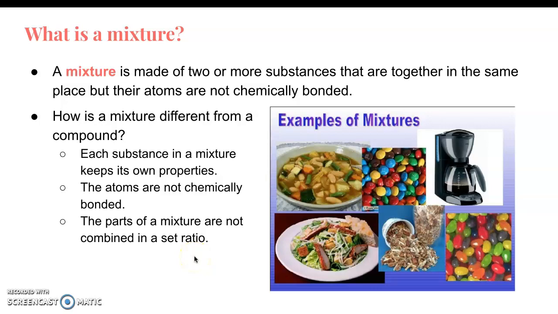In a molecule, remember we said that there's a set ratio of how those atoms are bonded, right? When I make water, I always have two hydrogens for every oxygen. And if it's a different ratio, it's no longer water. Well, when it comes to mixtures, they aren't really in a set ratio like that. So if I look at this mixture of M&Ms, it doesn't really matter how many reds or blues or yellows or greens I have, and each time I get a bag of M&Ms, I'm going to have a different combination or ratio of colors, but it's still a mixture of M&Ms.